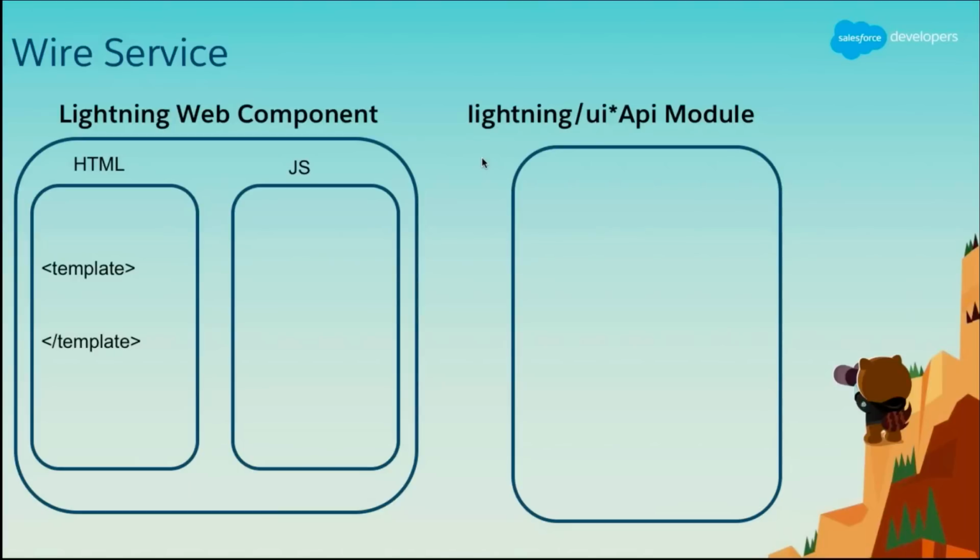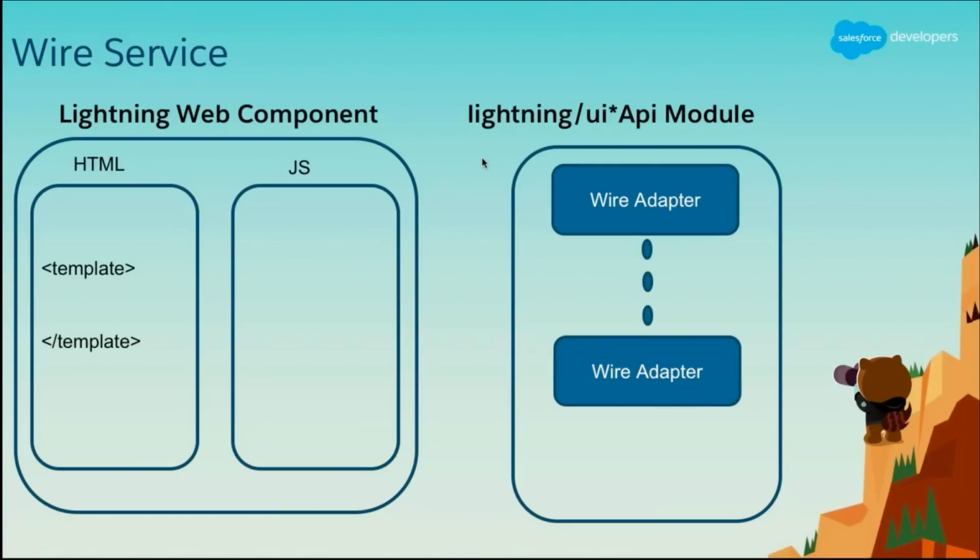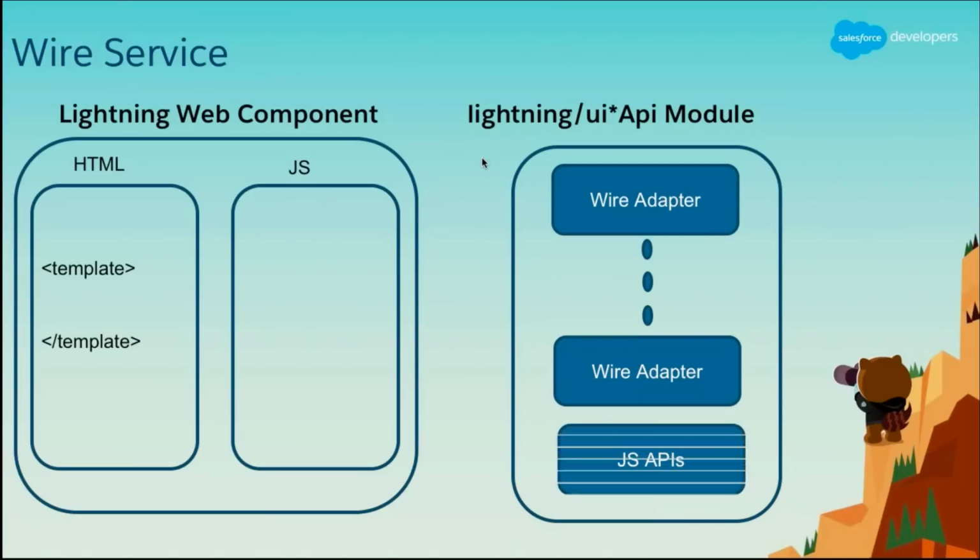So what does this Lightning UI API module consist of? It basically has a bunch of wire adapters. When I say wire adapters, it's a small segment of code, and it also has some JavaScript APIs. So you can use the wire adapters to get the data from the server, while you can use these JavaScript APIs if you want to create or edit the data there. So how does it all work?